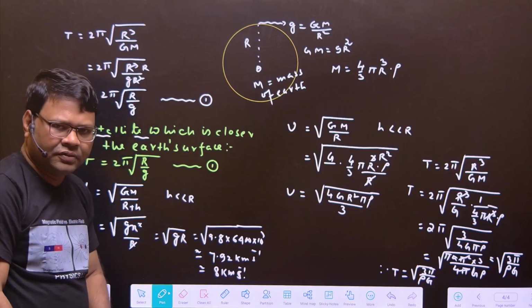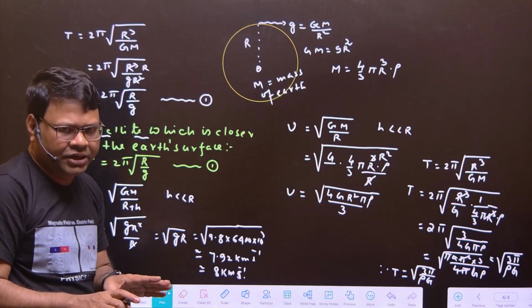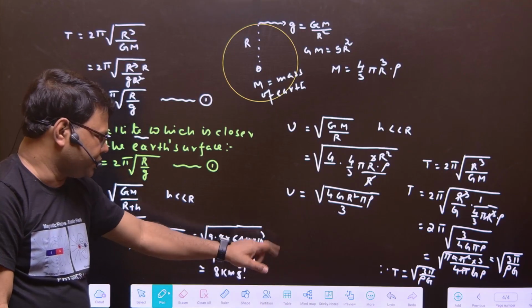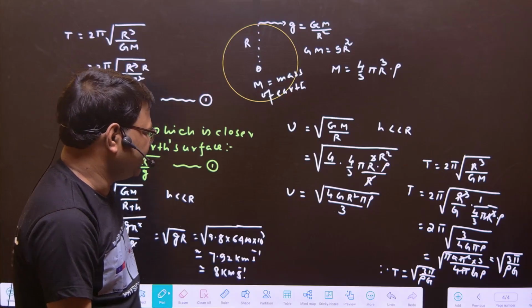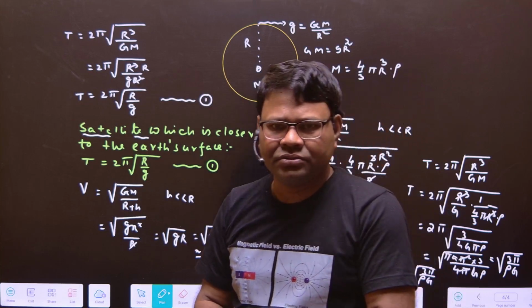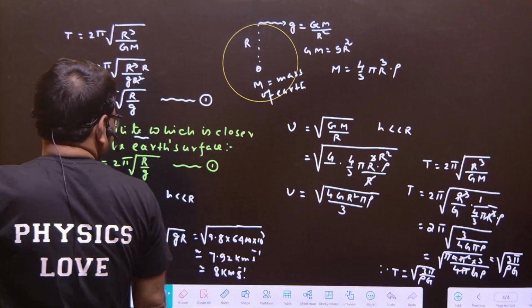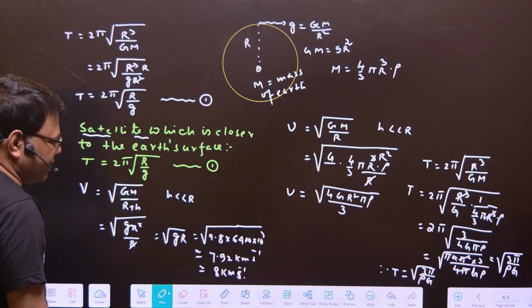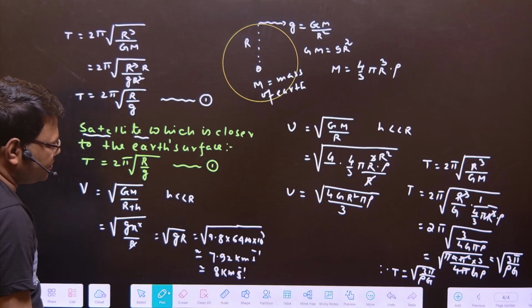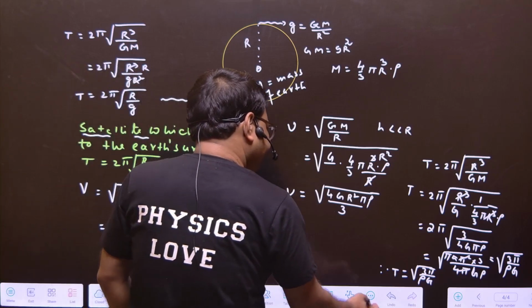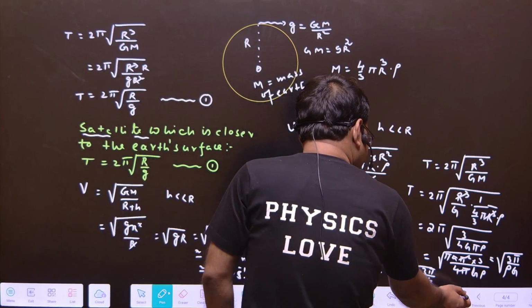Am I clear? For a satellite close to the Earth's surface, root over of 3 pi divided by rho into G is the time period of the satellite. Am I clear, students? I think you are understanding clearly, no? Okay. Now see here, I am going to the next page. Height of the satellite. From this relation, I am going to the next page, students. You have copied, I think, here.